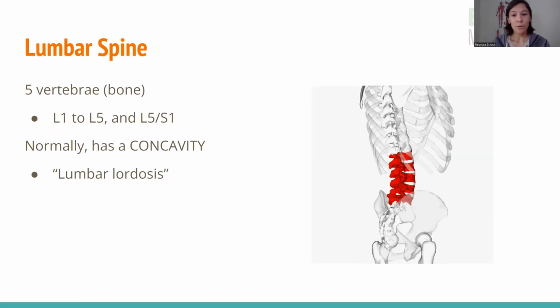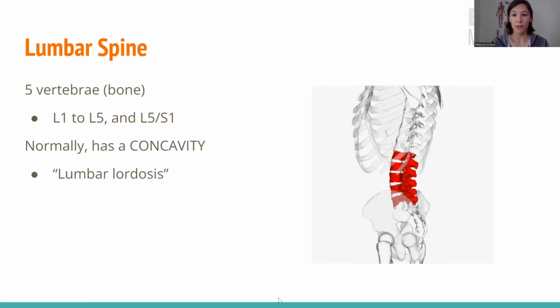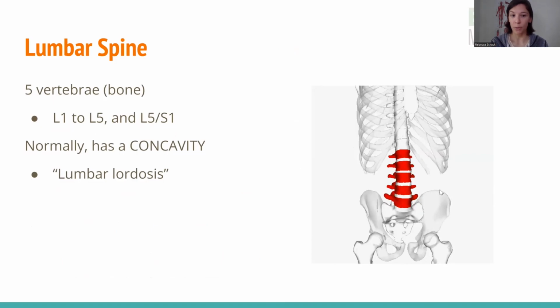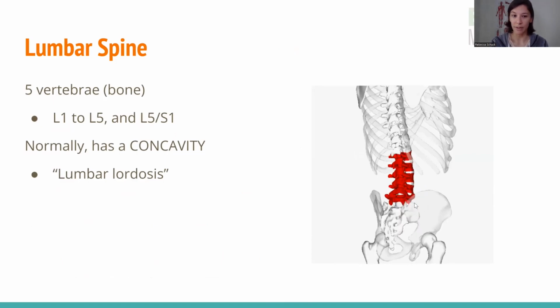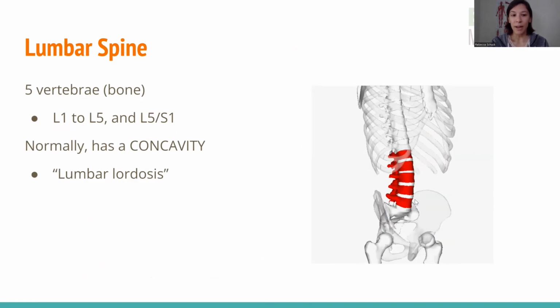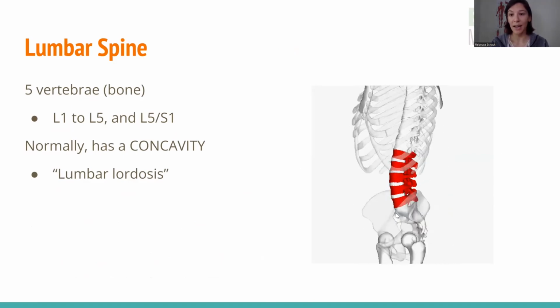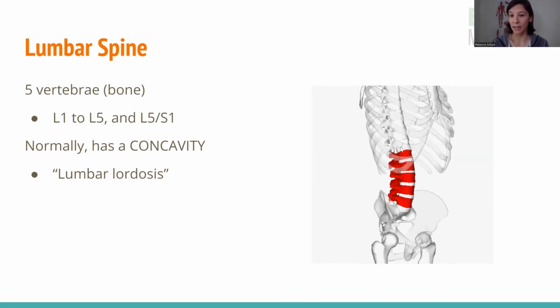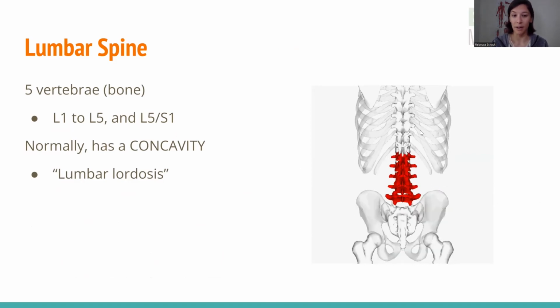So this brings us to the lumbar spine, and I just wanted to show a gross view going from L1 to L5, and that last one is L5 over S1. And a key point here that I wanted to take away is the lumbar spine is a concavity compared to convexity like your thoracic spine, as you can see up here.